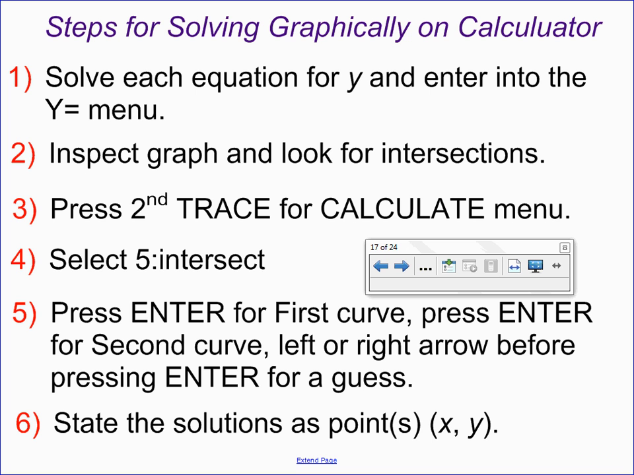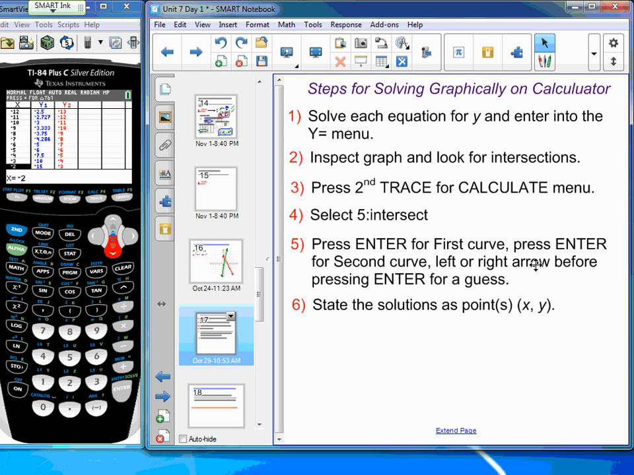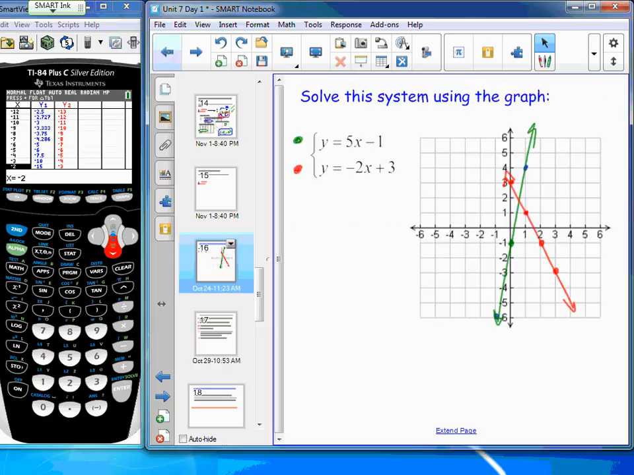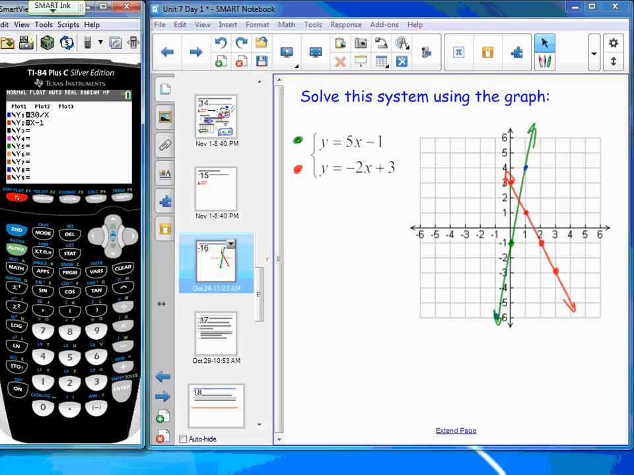In order to do that, we'll enter our equations into the y equals menu just like before. In order to do that, they must be solved for y. It looks to me like we are solved for y. And so we're going to enter our original equations in the y equals menu. That's step one. Everybody at this time, please do so on your grapher. So y1, I'll do 5x minus 1. y2, I'll do negative 2x plus 3.